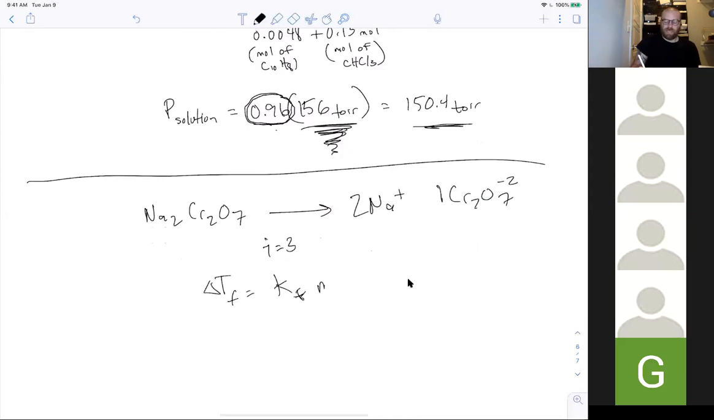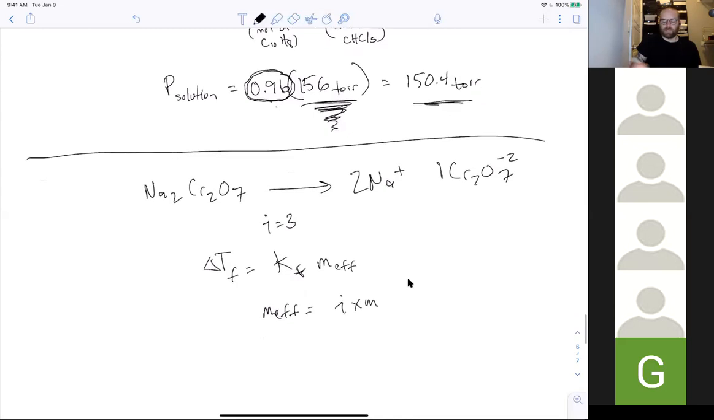They call this M effective, and then they say that M effective is equal to i times m. But there's no real reason to do it in two separate steps. You can just say delta T sub f is equal to i times whatever this constant is times the original molality.